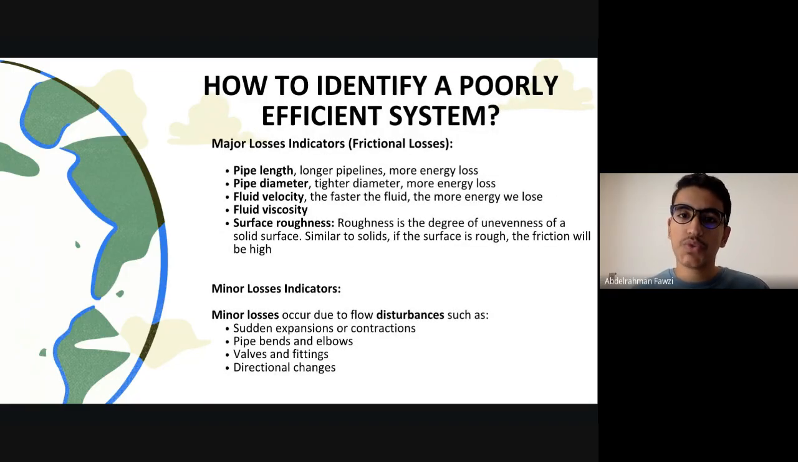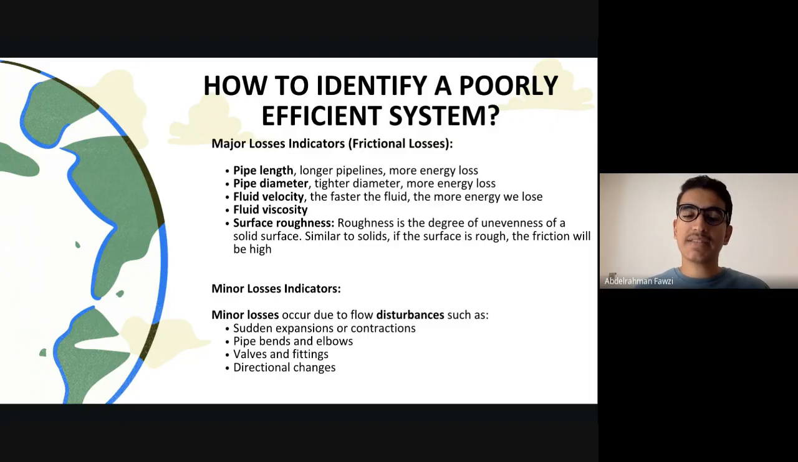So how do we identify the poorly efficient systems? We have two loss types: the major losses and the minor losses. The major losses are the losses related to friction. One of these losses is due to the pipe length.